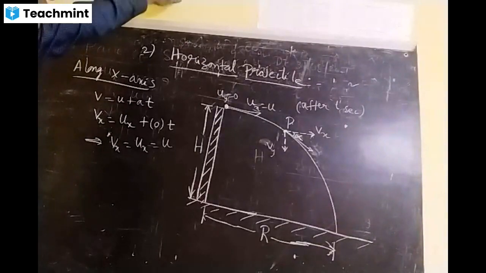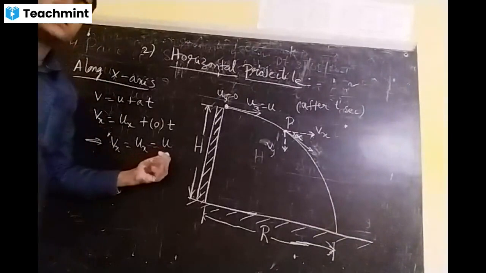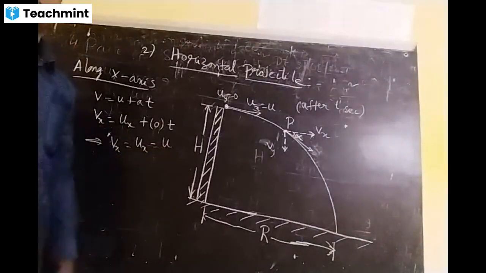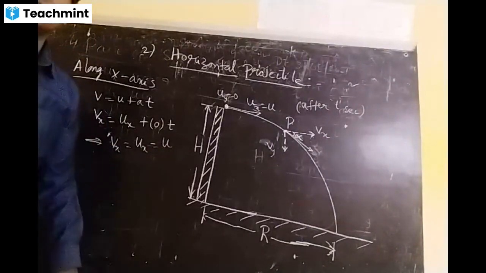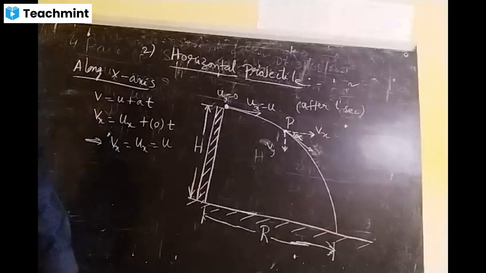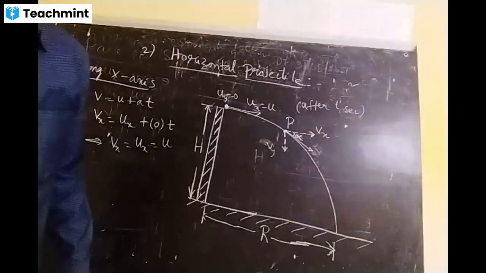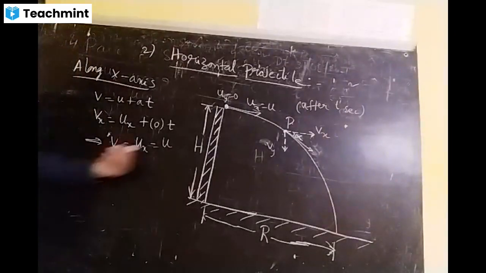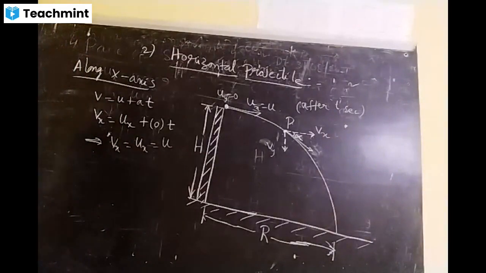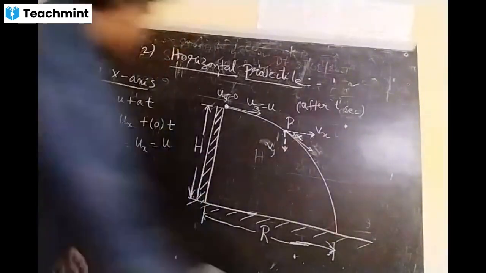But now what we are getting is that throughout the motion, the horizontal component of velocity is always equal to U, because theta is equal to 0 degrees. When theta is 0 degrees, cos 0 is 1. So you're getting Vx as U. Right? Now let me write along the y-axis.